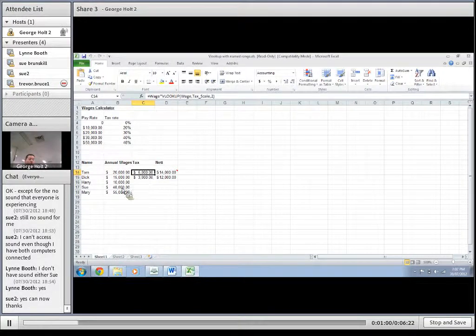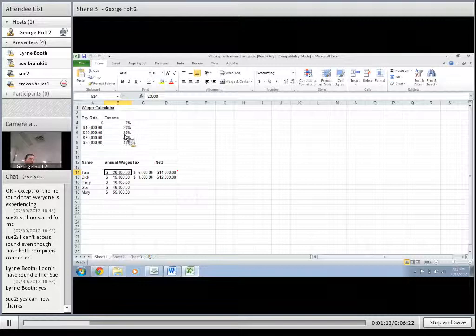Now you can see here, okay, that Tom has made $20,000 in annual wages. So you can see straight away that as soon as you make $10,000 up to $20,000, at $20,000 you need to pay 30% tax. And then at $30,000 you pay 40% tax. So for a person making $20,000, they should be paying a 30% tax. 30% of 20,000 is just 6,000, isn't it?